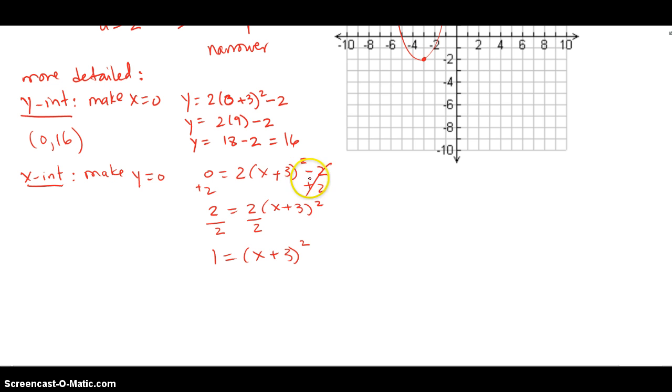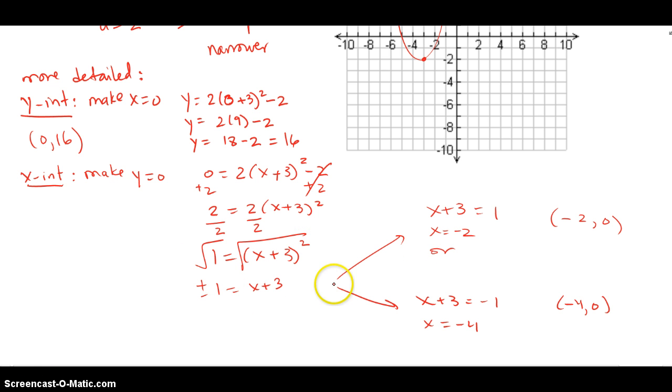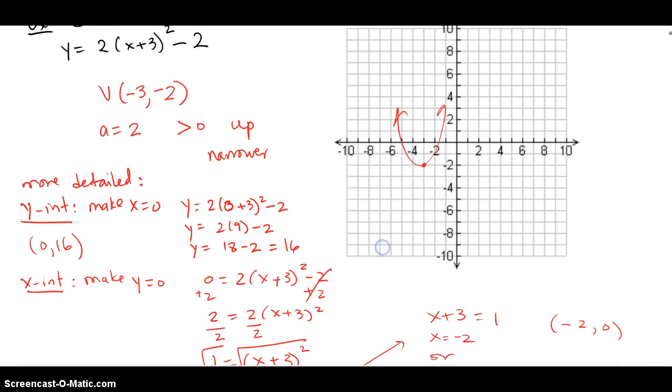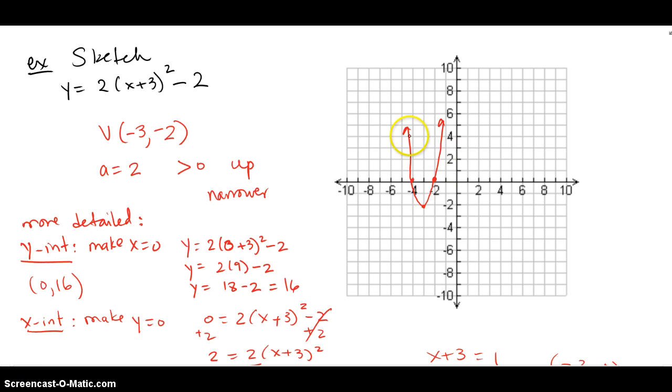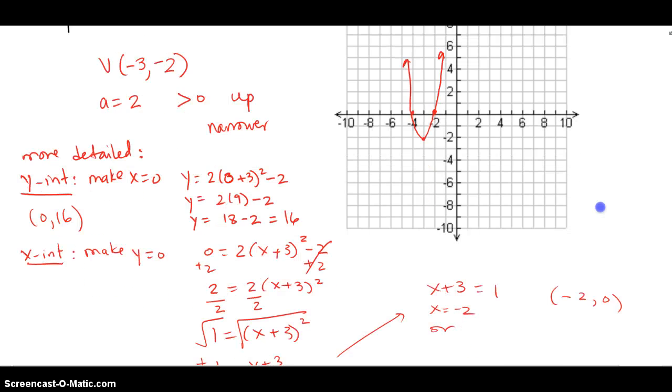And we can isolate the squared quantity, so I added 2 to both sides and I divided by 1. Now I'm ready to square root it. So I set the right side of the equation to either 1 or -1. I solve that, and it looks like we get -2 and -4 for our x-intercepts, so we can go get a more accurate graph. And there's our more accurate graph, and of course if this goes up and up and up, it'll hit the y-axis at +16, it looks like.